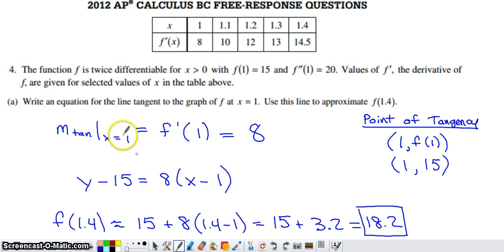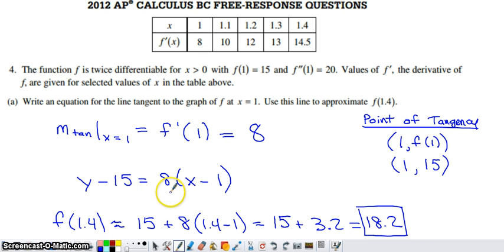Part A wants us to find the equation of the tangent line to the graph of f at 1, and then use that tangent line to approximate f of 1.4. So this is basically a tangent line estimation. The slope of your tangent line is going to be your derivative at 1. You can steal that from the table. Your point of tangency is (1, 15). So here would be point slope form for the equation of that tangent line.